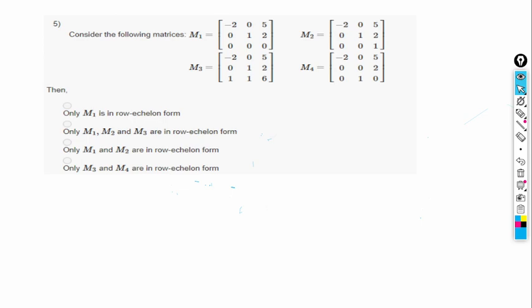Ma'am, in this question, we will consider only the ones which are already in row echelon form, or which can be transformed into row echelon? No, which are already in row echelon form. Okay. Like in the M4, it can be transferred by a row operation. So that was I was asking. No. Here they are asking that among these options, which one is in row echelon form. Fine. Okay. So let's move to the next question.